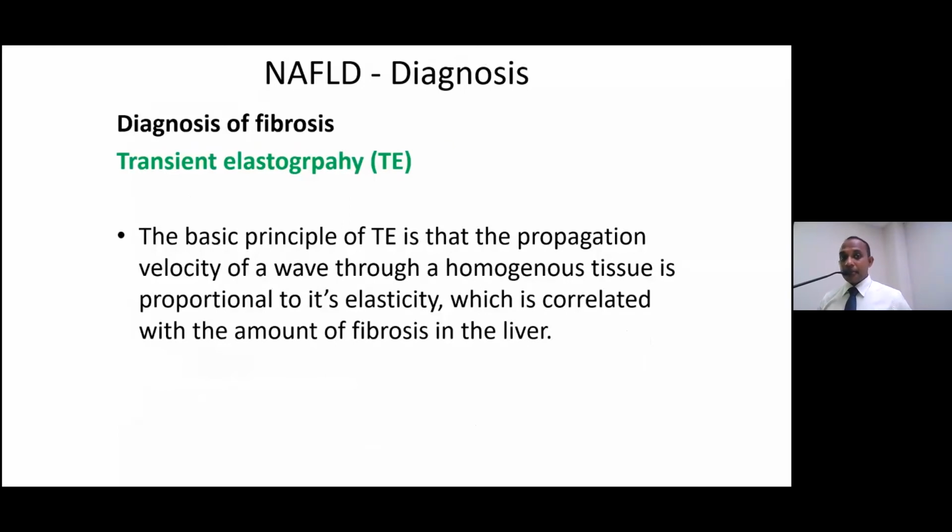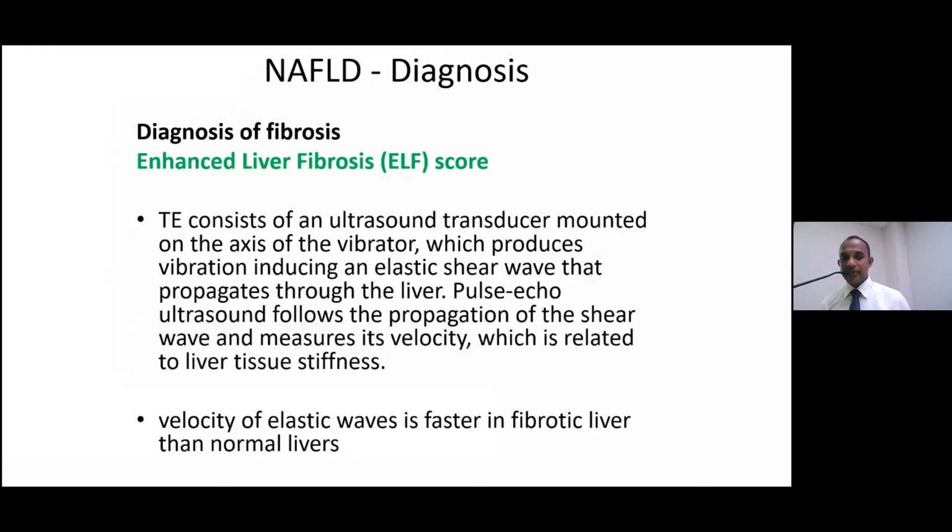The other important test you do to diagnose fibrosis at the second tier level is transient elastography. The basic principle of transient elastography is that the propagation velocity of a wave through a homogeneous tissue is proportional to its elasticity, which is correlated with the amount of fibrosis in the liver.